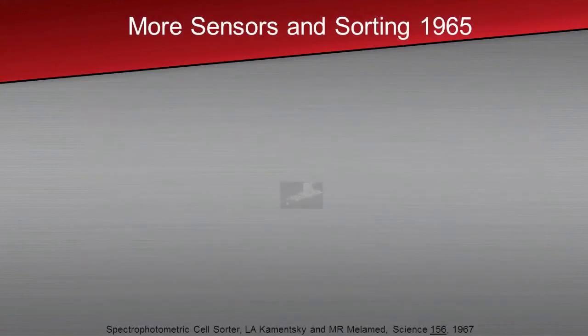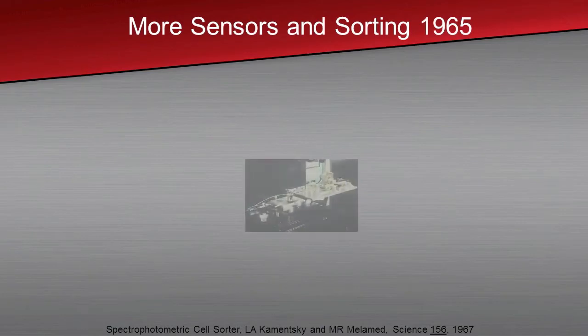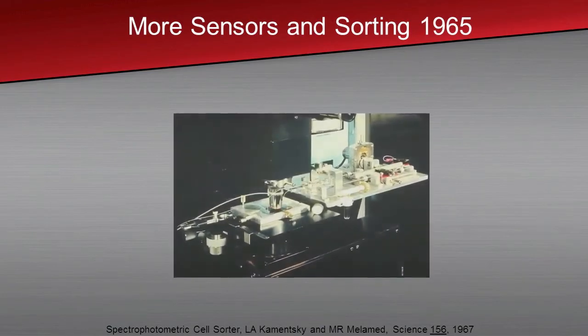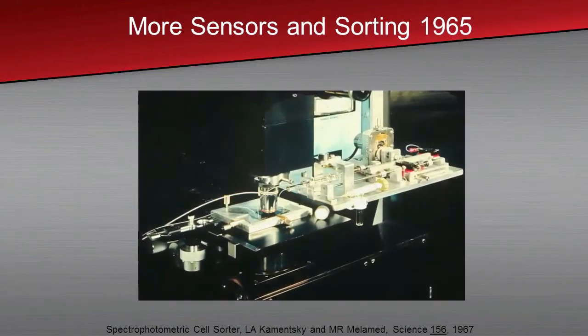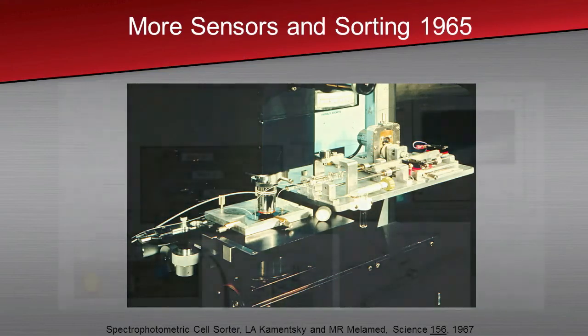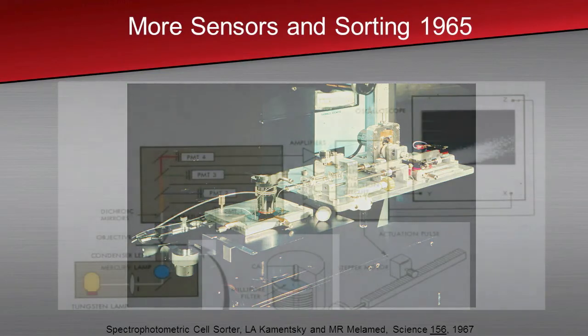In '65, we developed a sorter. We showed that there were differences between cancer cells and normal cells using flow cytometry. It was far from perfect, so it was very important to somehow find the cells that you thought were cancer and get only those cells onto a slide by themselves, so we were very interested in cell sorting.